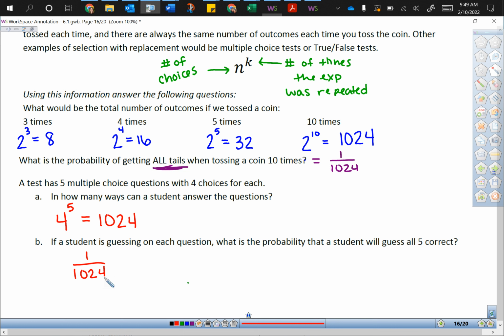But I need you to understand, when I give you a test and it's multiple choice, that doesn't mean your probabilities of doing well are this low. Because you have studied for that test, you know the information, that changes your probability. This would be like if I took a calculus multiple choice exam and I gave it to a kindergartner and I said, circle the right answers. What's the probability that they're going to get them all right? Well, they're guessing, so 1 in 1,024. Okay?